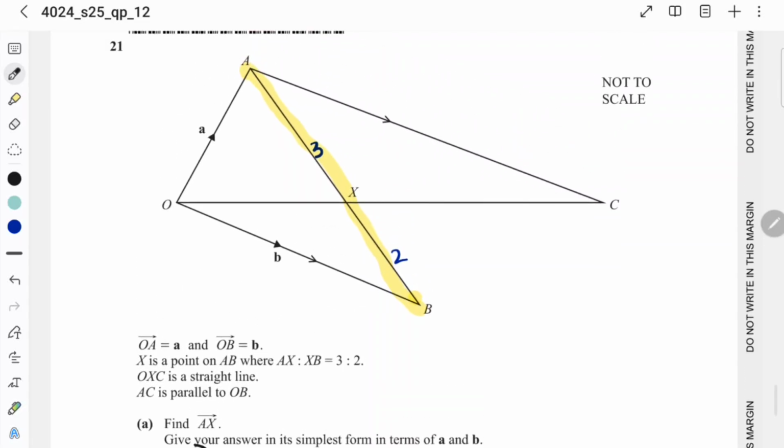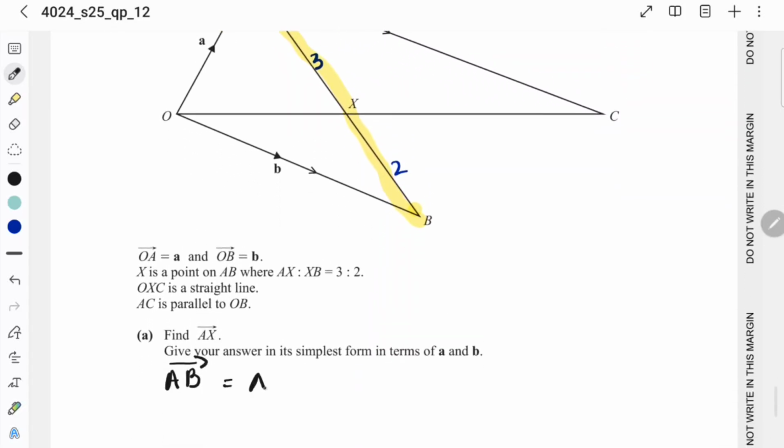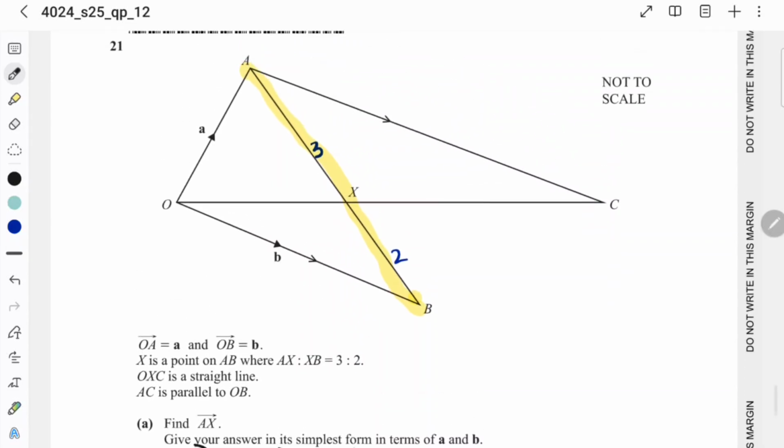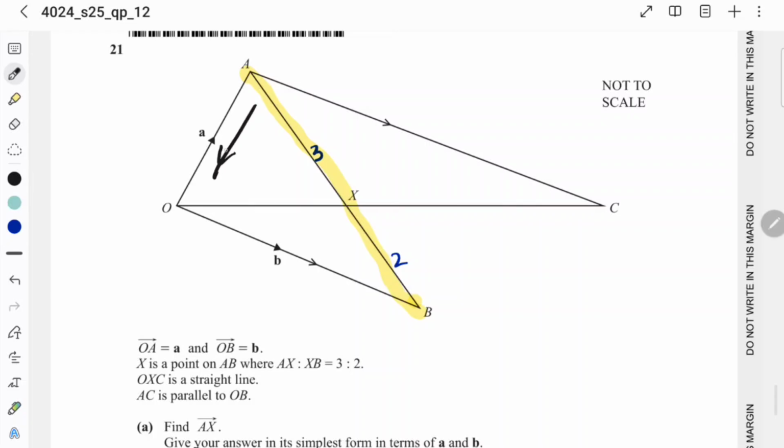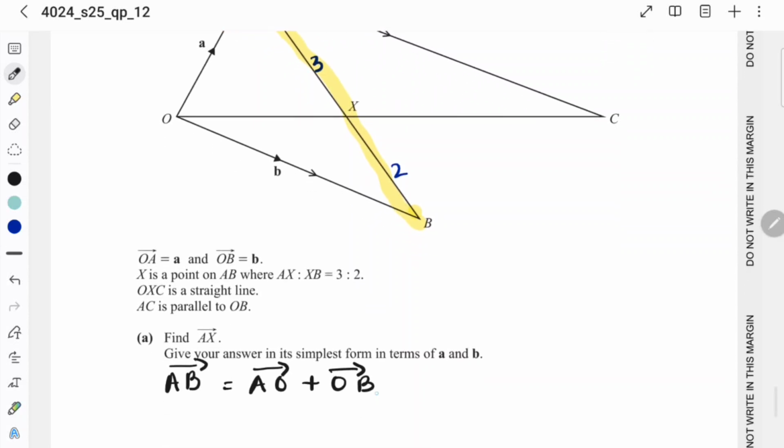AB is equal to AO plus OB. That is AO, because I'm moving like this and this arrow is moving up, so I write down minus A. Okay, minus A plus B.